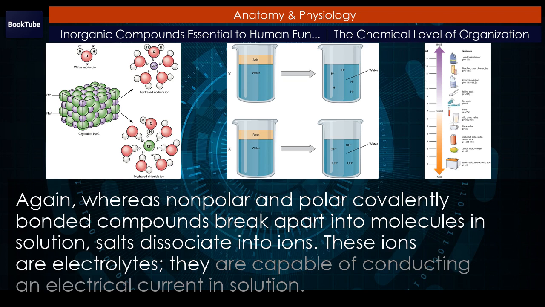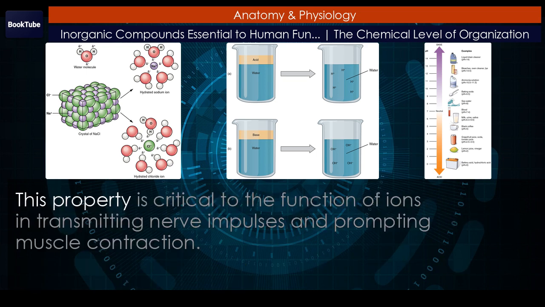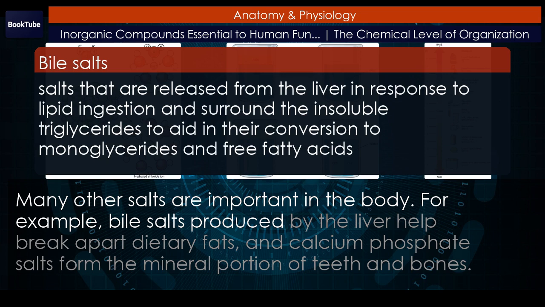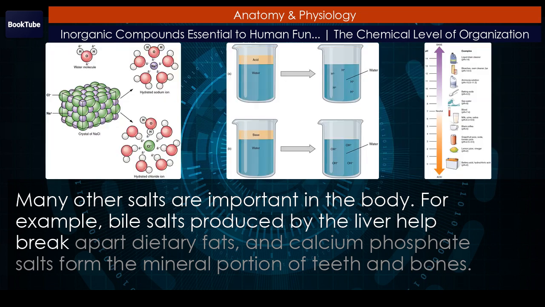These ions are electrolytes. They are capable of conducting an electrical current in solution. This property is critical to the function of ions in transmitting nerve impulses and prompting muscle contraction. Many other salts are important in the body. For example, bile salts produced by the liver help break apart dietary fats, and calcium phosphate salts form the mineral portion of teeth and bones.